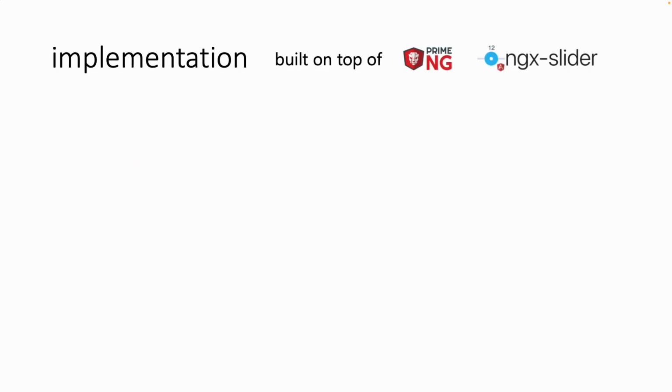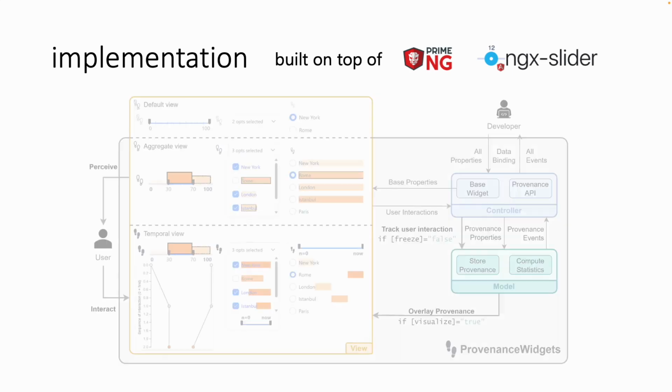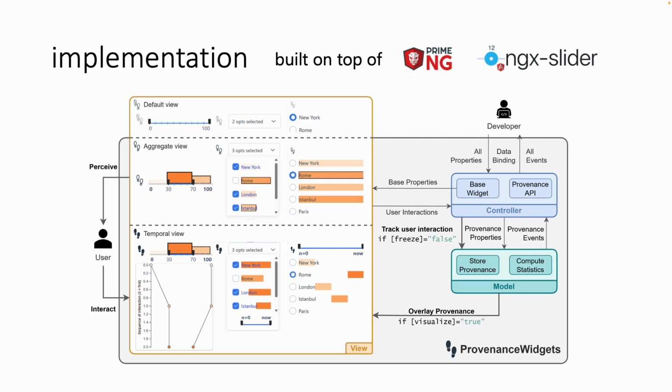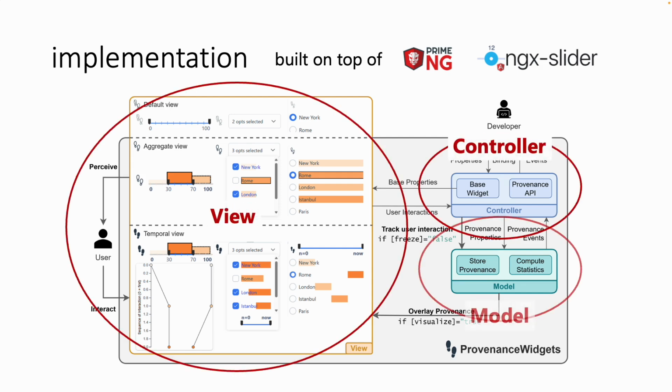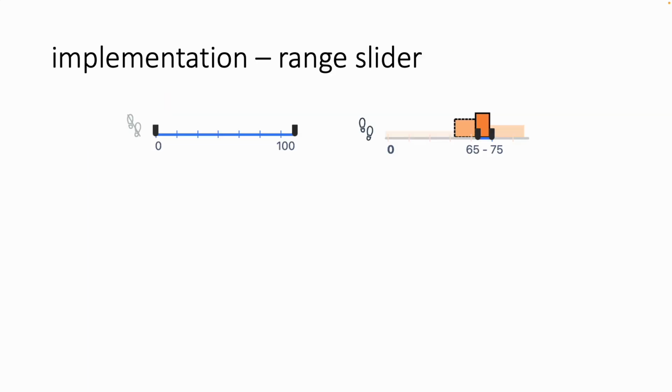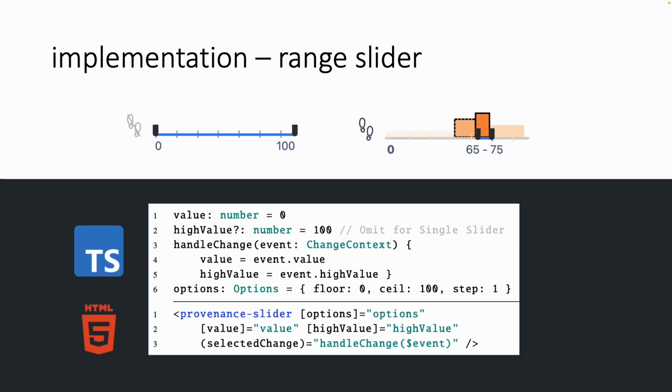Implementation-wise, ProvenanceWidgets is built on top of the PrimeNG framework and the NGX library, and architecture-wise, it follows the Model View Controller or MVC design pattern. For a developer to implement a ProvenanceWidgets range slider in their own application, they must still write some TypeScript and HTML. In particular, define the variables corresponding to the slider's range, a function that listens to the selection events, and other options such as the step size and the HTML DOM element.